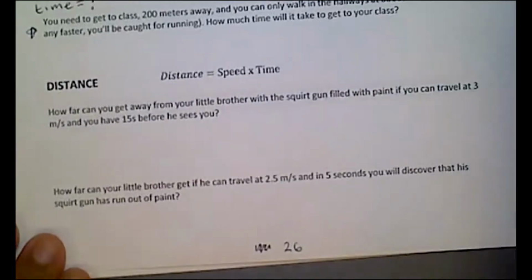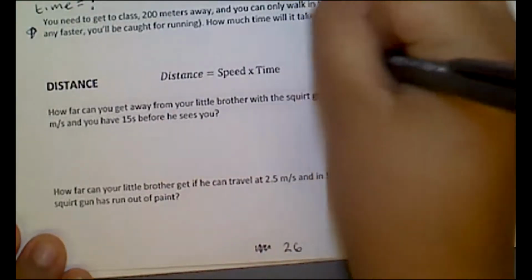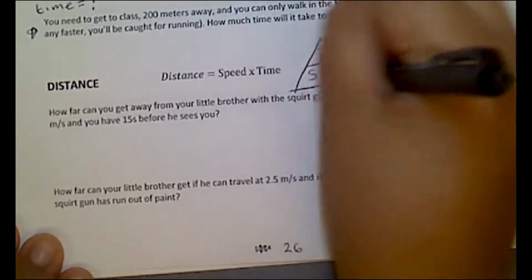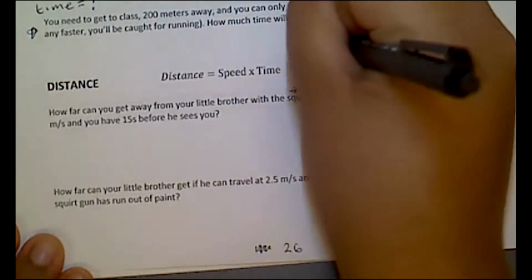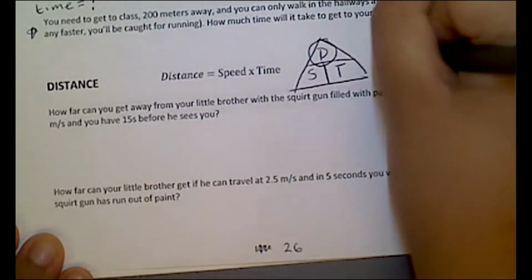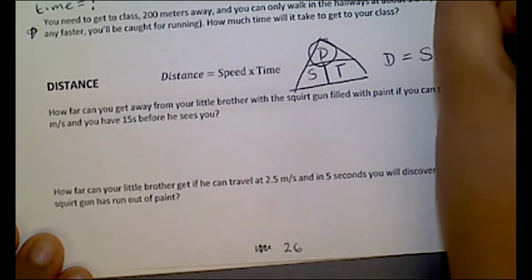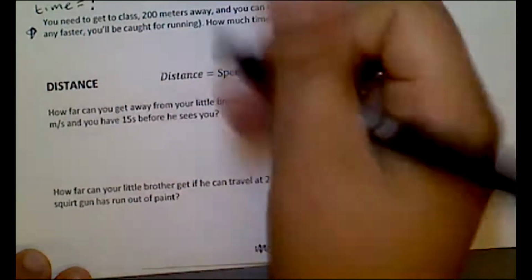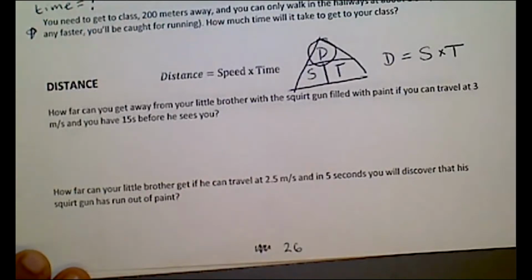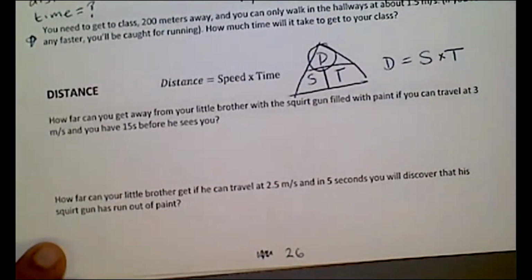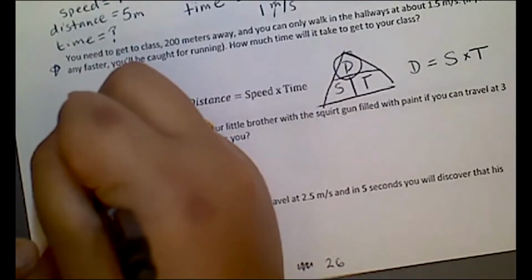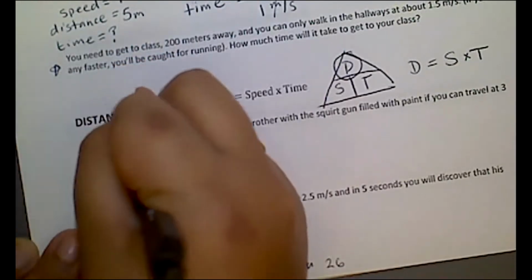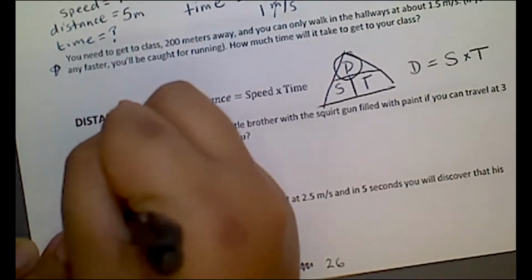And we'll do our last example for distance. Same deal here. You could draw your triangle. And we're solving for distance. That means distance is equal to S times T. And that's how we rearranged our original formula. All right, so I'm going to do the same thing here. Speed equals, distance equals, and time equals.